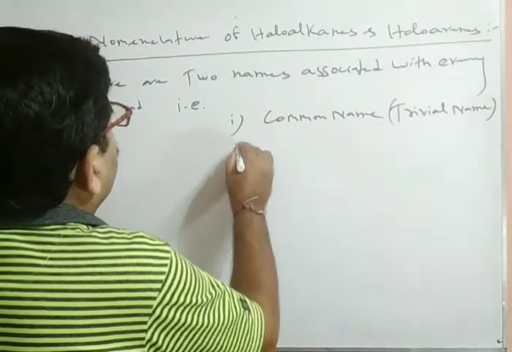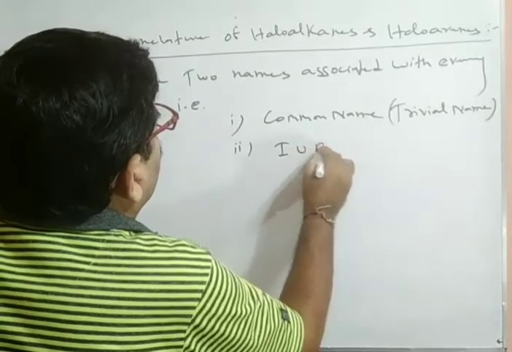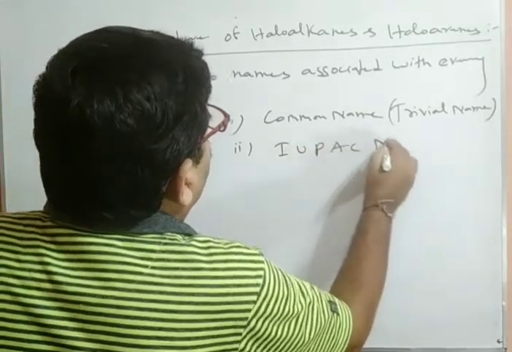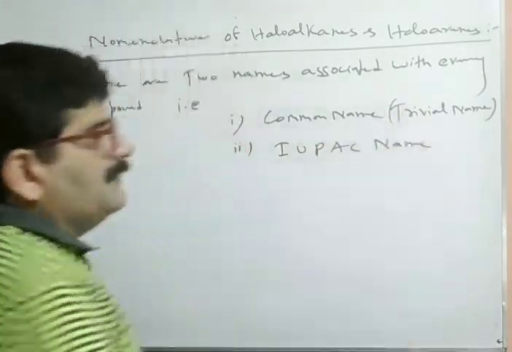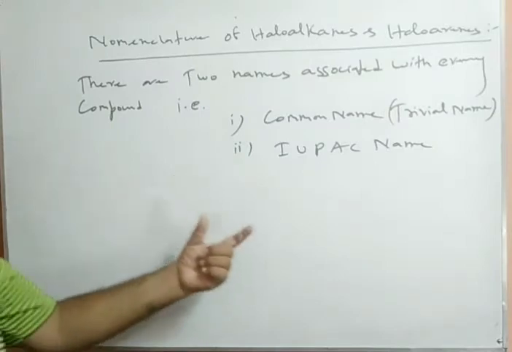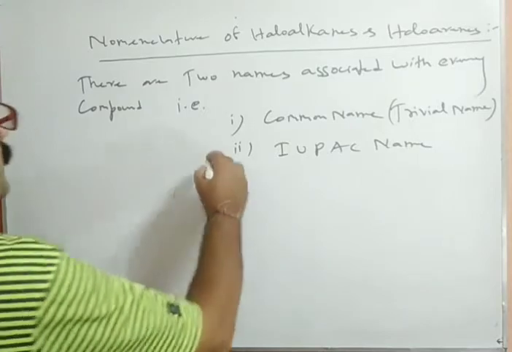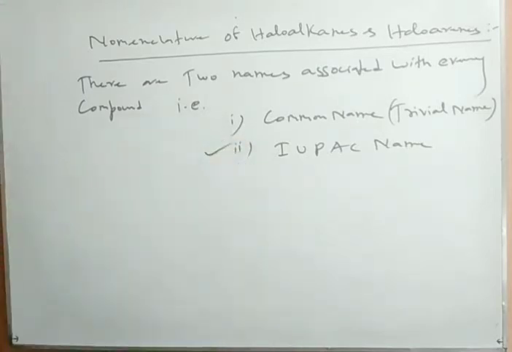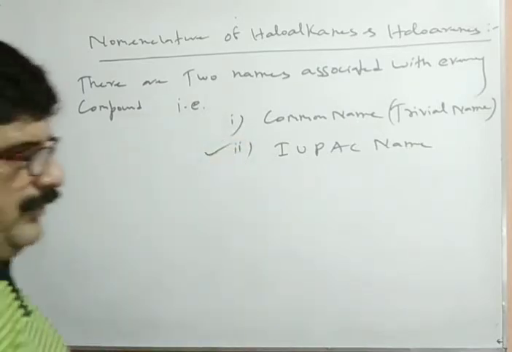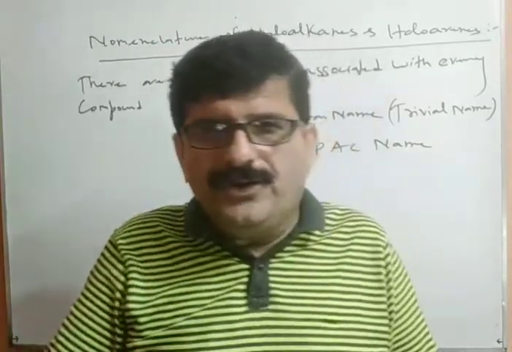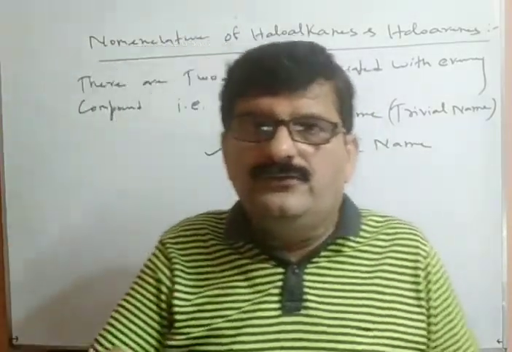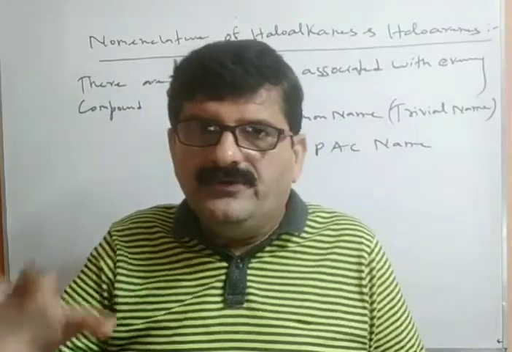Second one, IUPAC name, that is nomenclature on the basis of the international union. The most important is the IUPAC name. So while writing the IUPAC name of haloalkanes, some points must be considered.